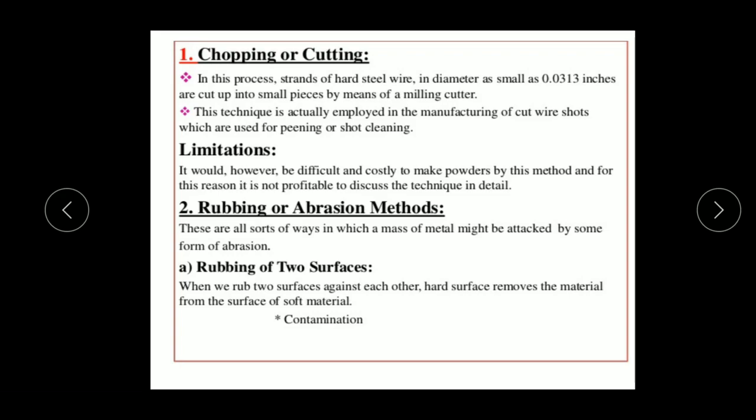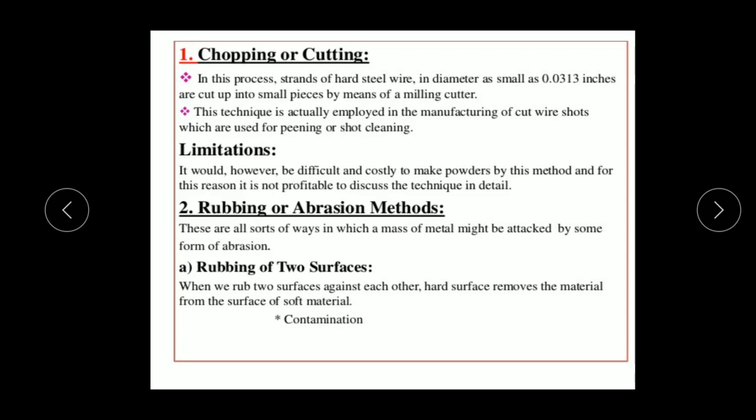The limitation of this process is that it would be difficult and costly to make powders by this method, and for this reason it is not profitable to discuss the technique in detail.